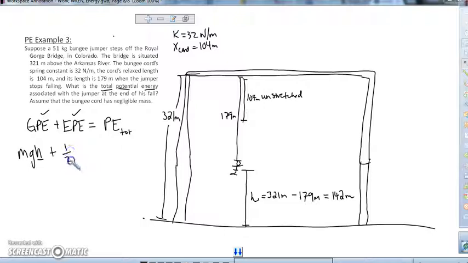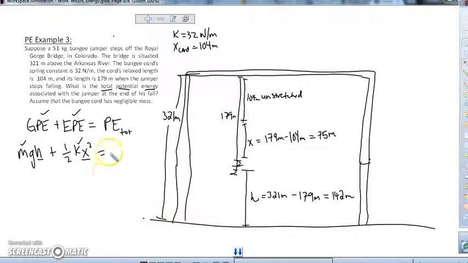So for the elastic potential energy, I need the 1/2 kx squared, like that. Let's look at x specifically, because we have k. We also have mass, so notice we're almost done with this problem. When we're solving this, x is the stretched distance. So this was the unstretched, this was the stretched total, which means this leftover piece here is our x. So that means we have to do 179 minus 104. When I do that out, I get an x of 75.